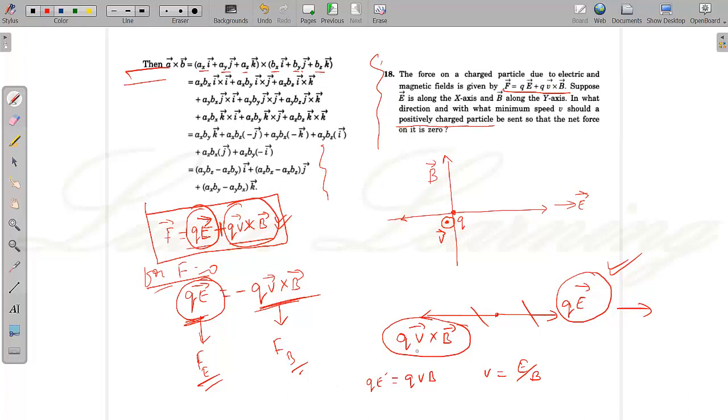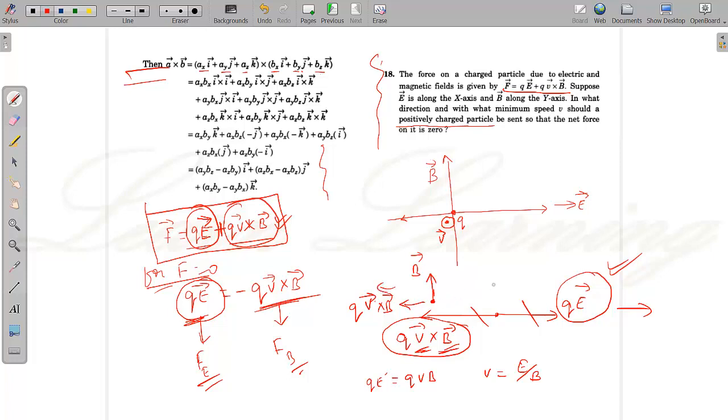Now, what is the direction of V cross B? You know this is the direction of V cross B, and you also know the direction of B. Or let's say QV cross B, and this is the direction of B. What should be the direction of V such that the cross product is in this direction? We don't have to find the direction of the cross product, but the direction of the other vector. What will be the direction of the V vector such that V cross B will be in this direction?